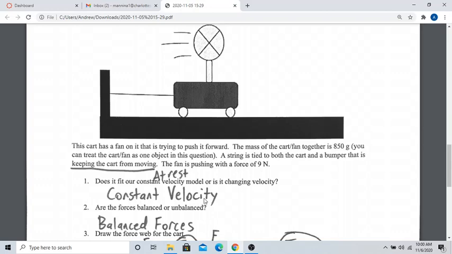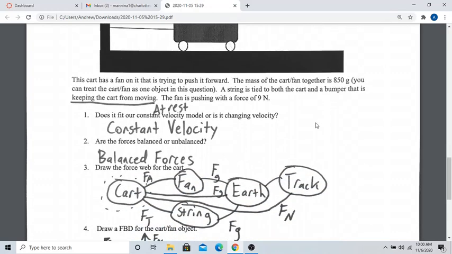Next, I ask you to draw a force web for the cart. Remember, the force web is basically us taking all the different objects that could be exerting a force on the cart and mapping it out. This one's a little complex. I actually have about 5 circles when all's said and done. So, of course, you start by drawing the circle for the object you care about, the cart. Then you start drawing circles for all the other stuff. So, I'd have the cart, the fan, earth, string, and track. All these are different things that could be exerting a force on the cart itself.